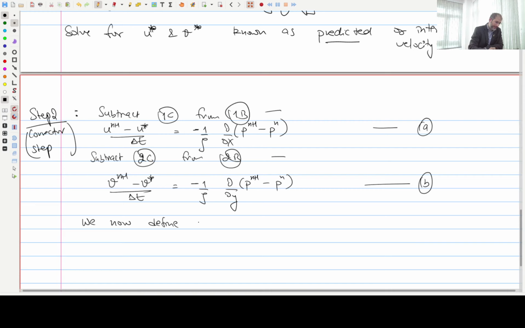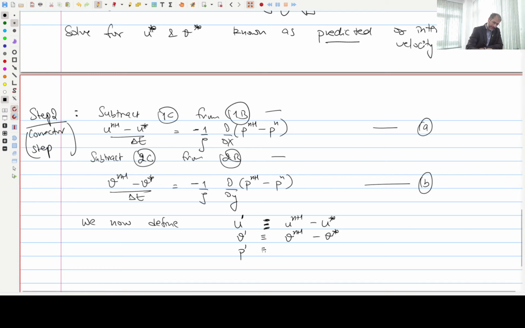So for discussion, we'll define some terms. The first one is u prime, which is un plus 1 minus u star. Similarly, I'll define v prime, which is vn plus 1 minus v star. I'll need this in equations just to keep things simple. I'll use u prime and v prime rather than using the term un plus 1 minus u star again and again. And we'll also define a term p prime, which is pn plus 1 minus pn.